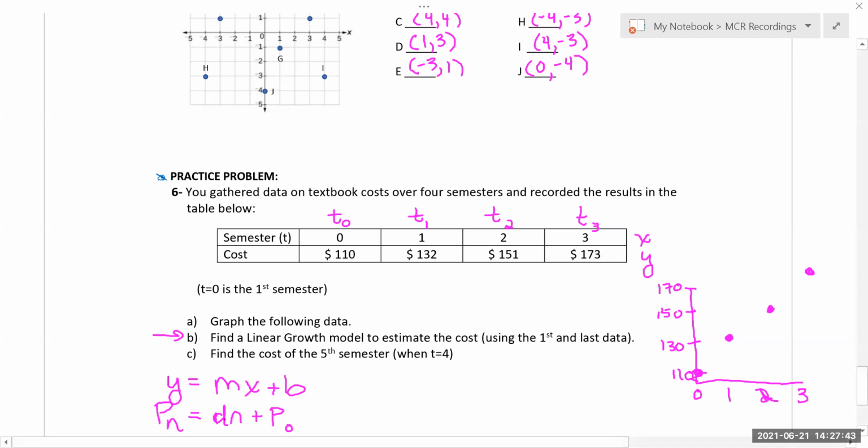So to do this slope idea, the D, how much is this increasing by? It tells us to use the first and last data. So it's 173 minus 110 over 3 minus 0. Basically, what's the average increase there? That gives me a total of 21. So roughly every semester, it's going up about $21. This is 22. This was 19, 22, but about $21. Average rising cost per semester.